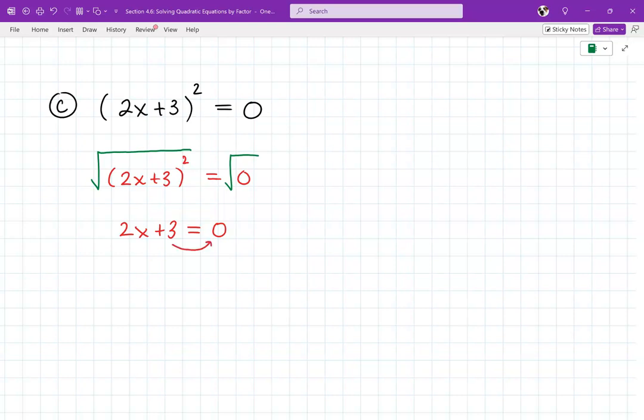And now I just got to solve that little piece, and I'm done. So I'll subtract 3, I'll move it over to the right side, so I get 2x equals negative 3. And then if I divide both sides by 2, I'll have my answer. And this will be just one answer because it's not solving two different parts. So x is equal to negative 3 halves.